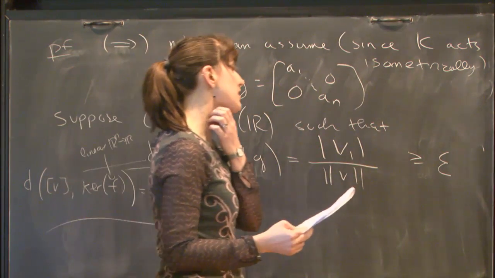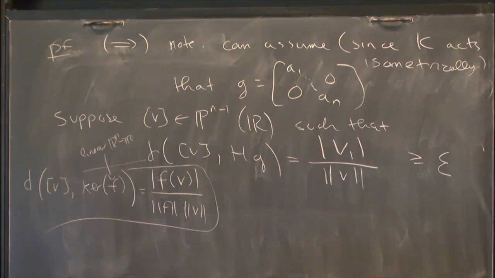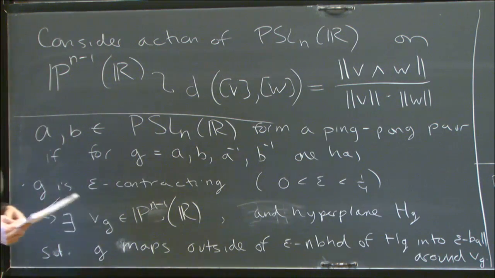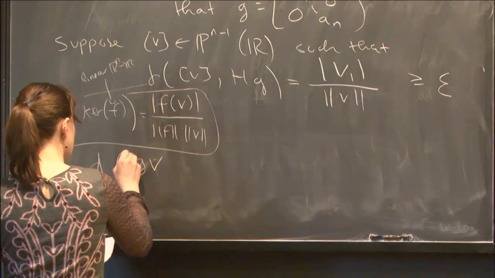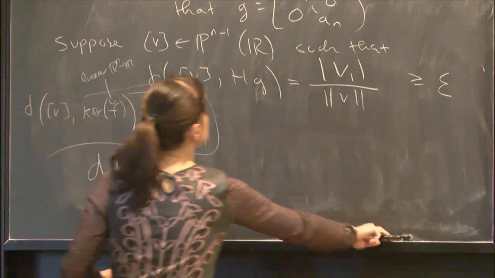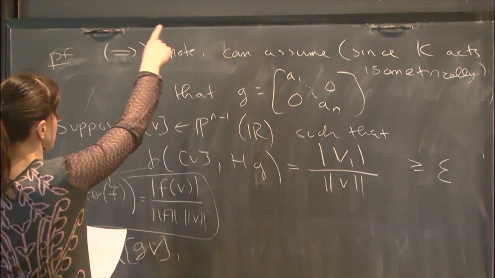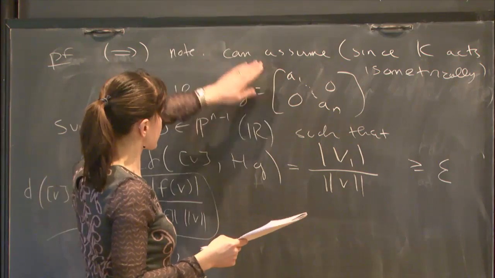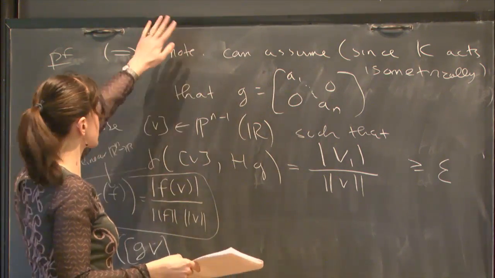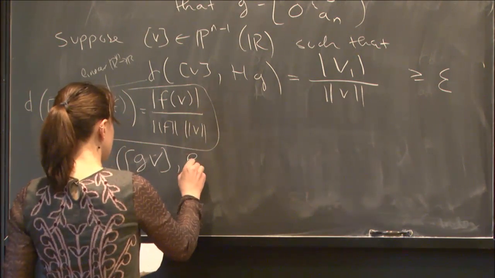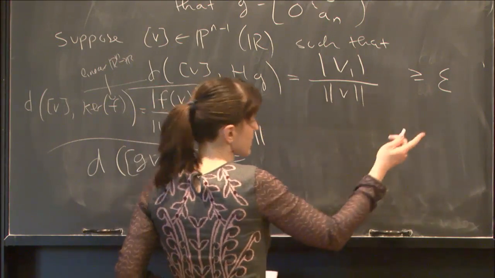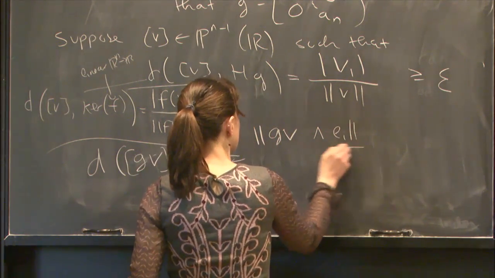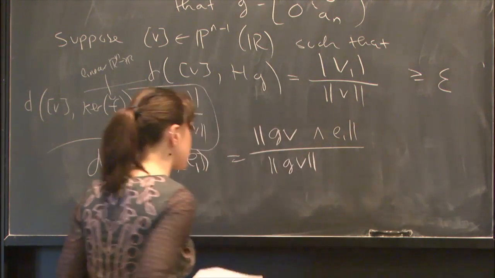So this is what we're given, and now we want to show that g maps v into the epsilon ball around v_g. So let's consider the distance from gv to this. By the way, the H_g and v_g I'm taking here are the ones I wrote up here. In this case, I've taken g to be this diagonal matrix, so this k_g is just simply the identity. So we just have e1 for the v_g. And so what we get is the norm of gv wedge e1, over the norm of gv times the norm of e1, which is 1.